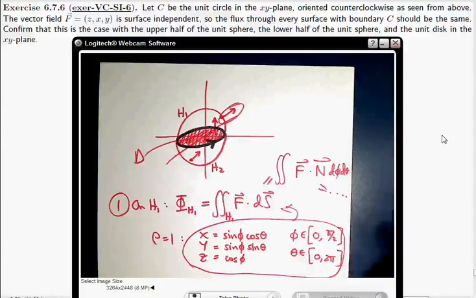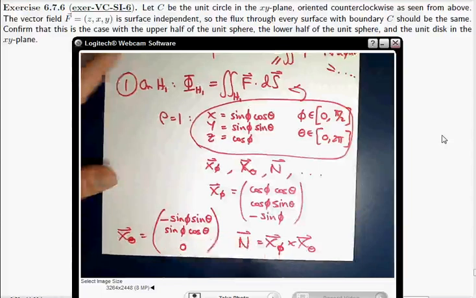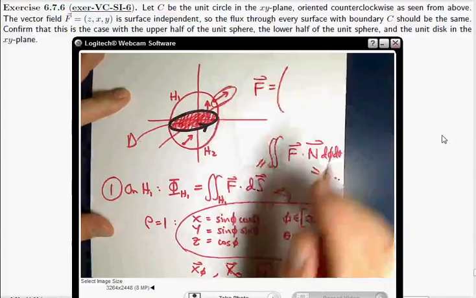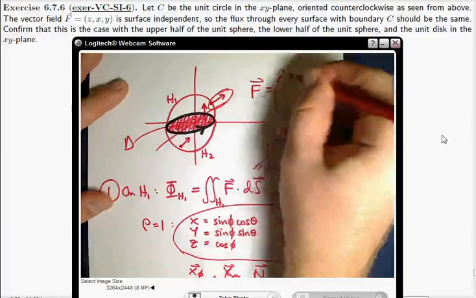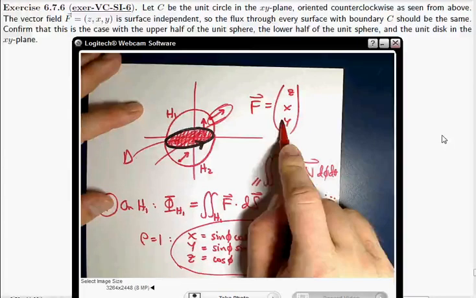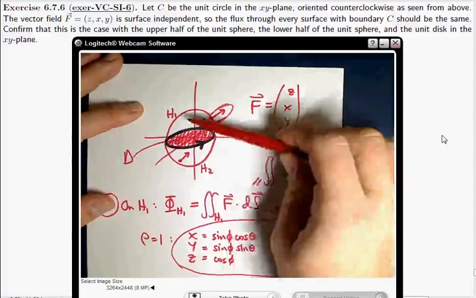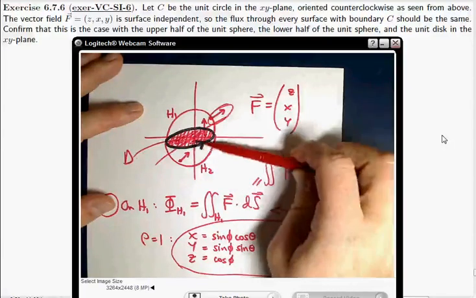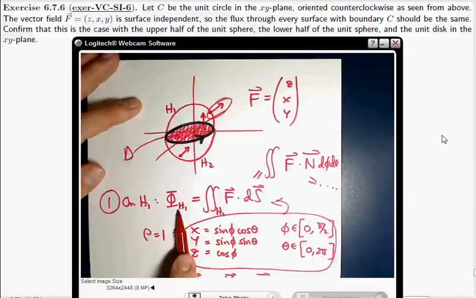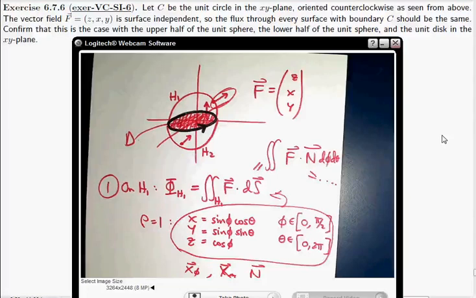Yeah. And so though all 3 of these integrals, even though they're all very different looking integrals, what you're going to find is that because the vector field F, ZXY, because the divergence of this is 0, that means that this vector field is surface independent. And so all 3 of these surfaces, since they have the same boundary curve, will give you the same value of flux, even though they're totally different calculations. And that's kind of the moral of this story.